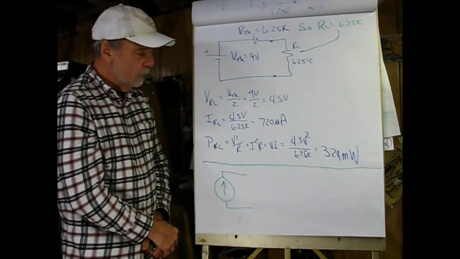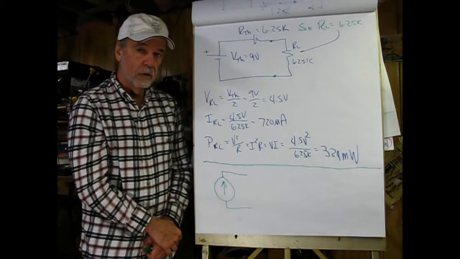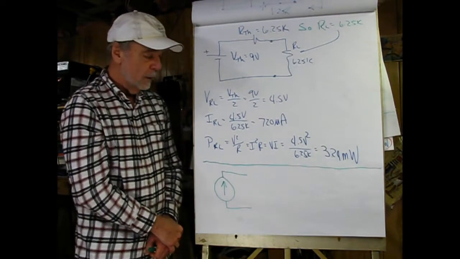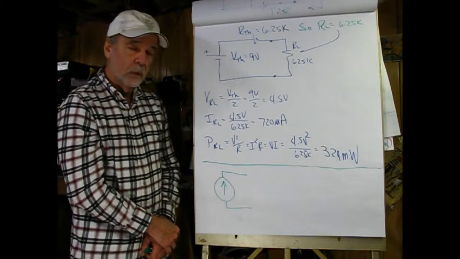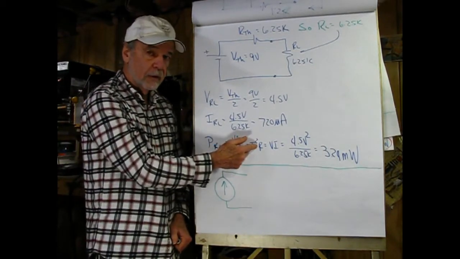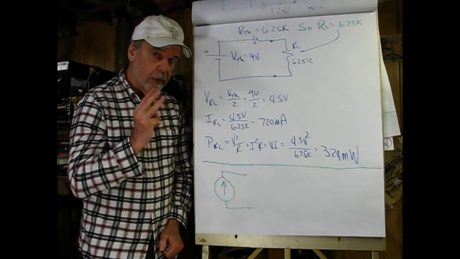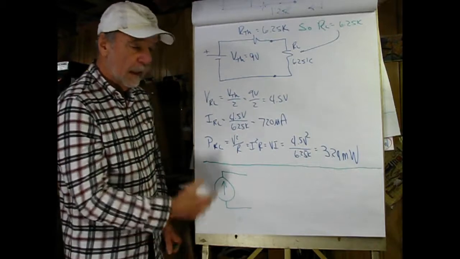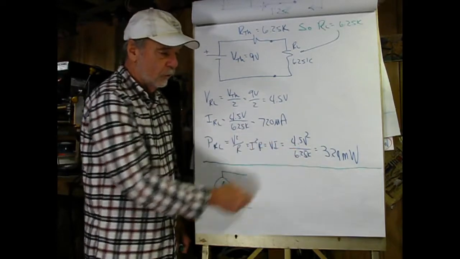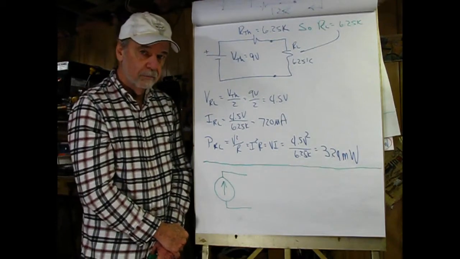What's the current flow? Well, that's the voltage divided by the resistance, and that would be 720 microamperes. Power dissipated in the load, well, we have three choices here: V squared over R, I squared times R, and V times I. You must know the three power equations. I've chosen to solve this with V squared over R, and that gives us 3.24 milliwatts.